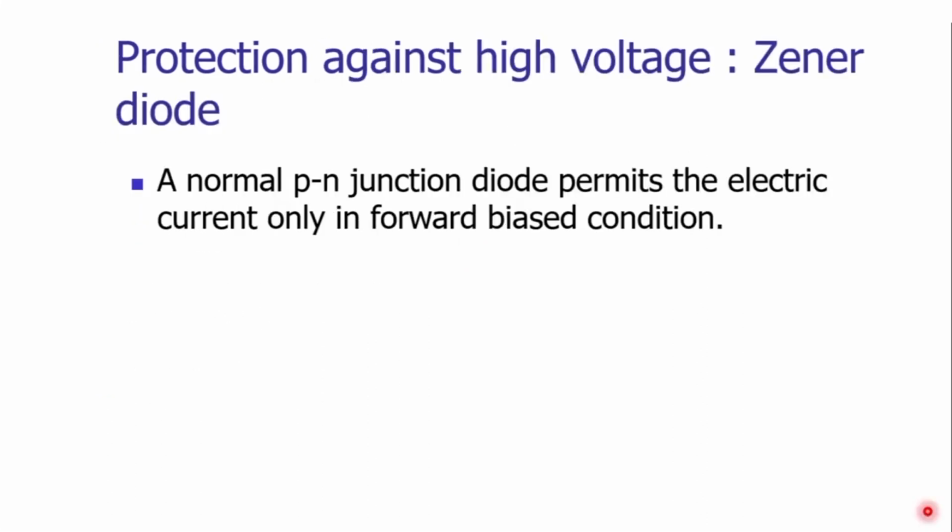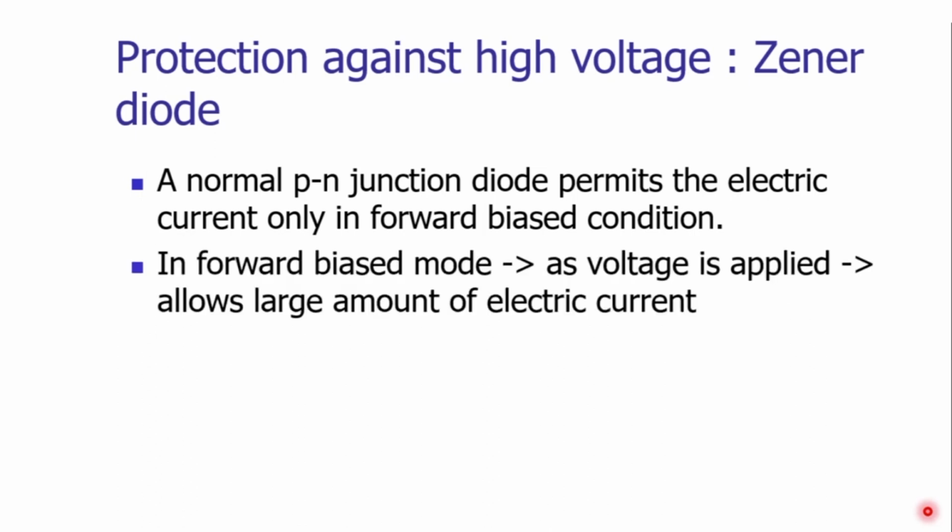Well, we need to protect the microprocessors even against high voltages. For that purpose, we are using a diode that we call the Zener diode. A normal PN junction diode permits the electric current to flow in forward bias condition. This we know very well. In forward bias, as we apply a certain voltage, the forward bias mode allows a large amount of current to flow through the circuitry.